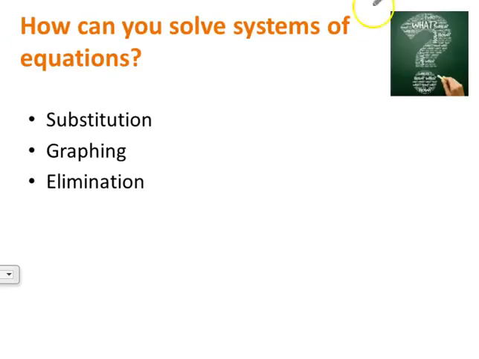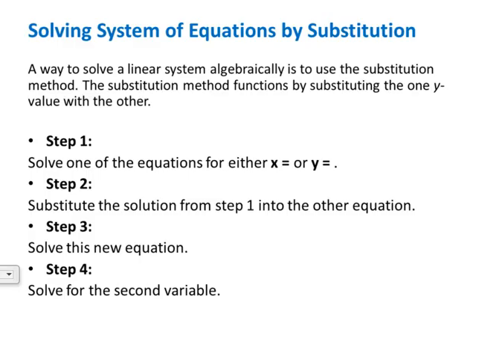All right, so again, how do we get to those solutions? So we were provided ordered pairs, but how do we get to those solutions? There are 3 different methods. Today we're going to focus on substitution and graphing, and next week we'll look at elimination. So one way we can get an ordered pair solution is by substitution. The substitution method works by substituting one y equals value into the other. So how do we do that?